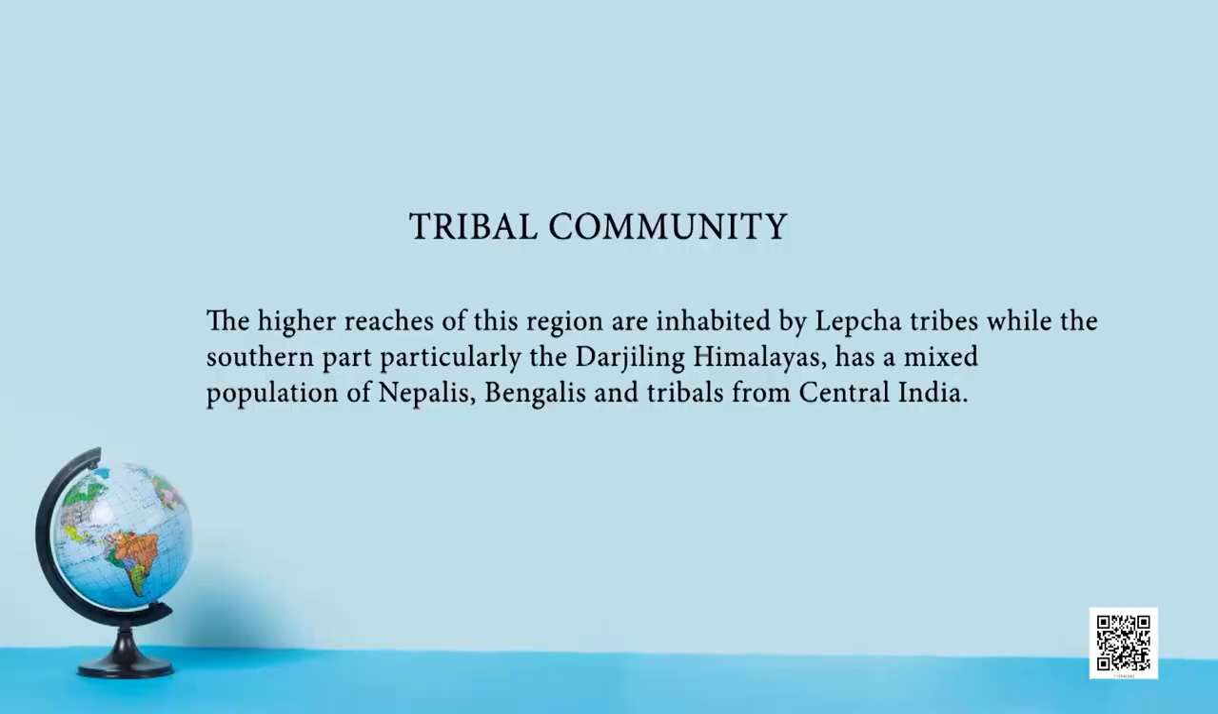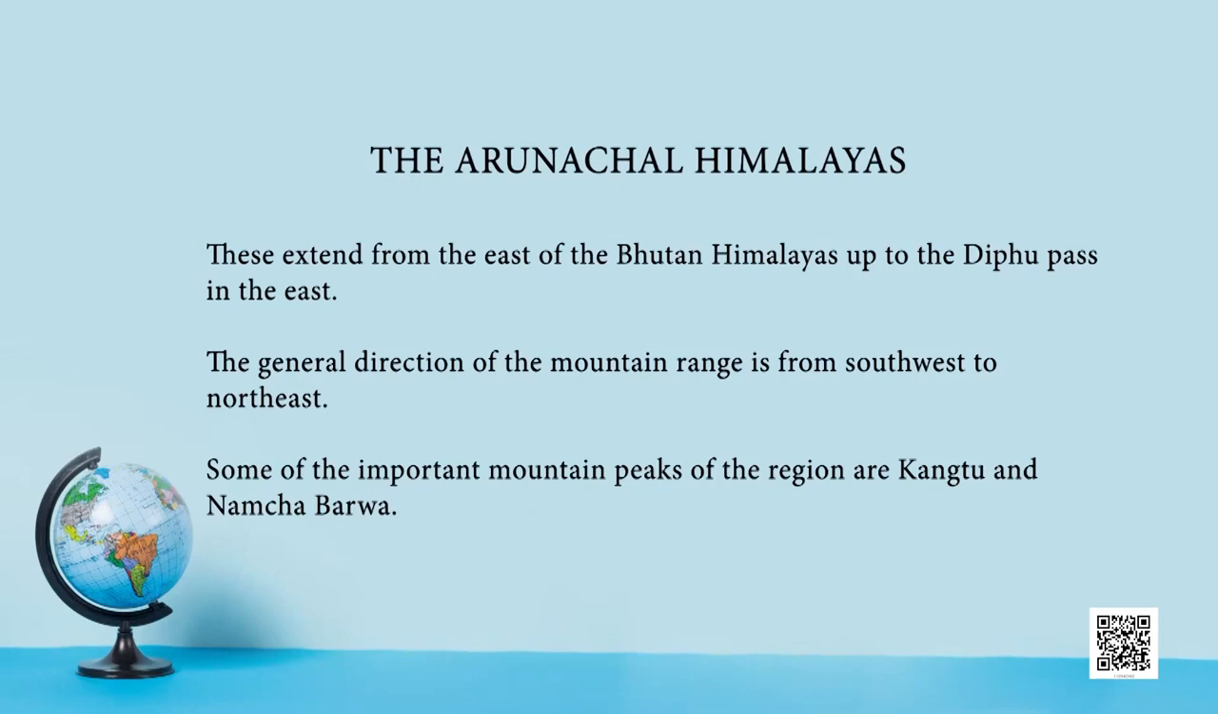The higher reaches of this region are inhabited by Lepcha tribes, while the southern part, particularly the Darjeeling Himalayas, has a mixed population of Nepalis, Bengalis and tribals from central India. Now, the next subdivision of Himalayas, that is the Arunachal Himalayas. Arunachal Himalayas extend from the east of the Bhutan Himalayas up to the Diphu Pass in the east.